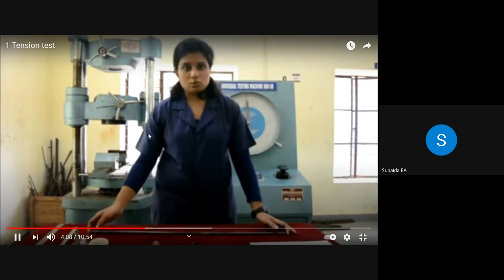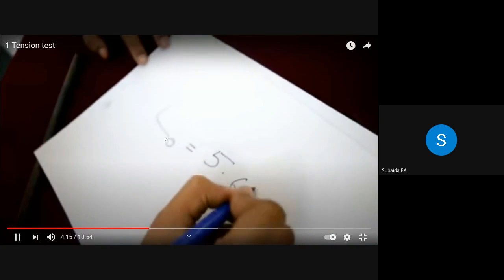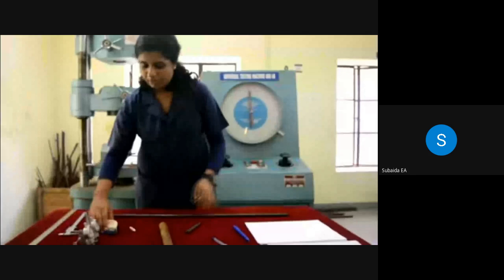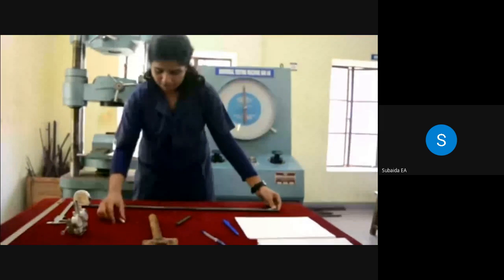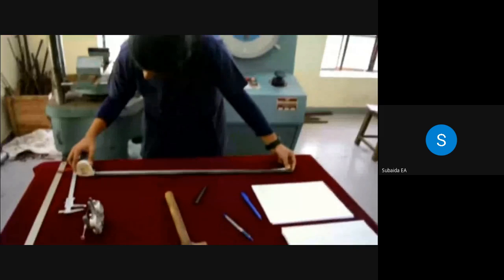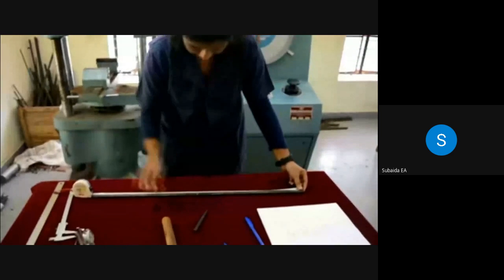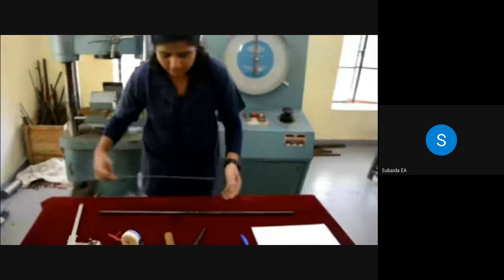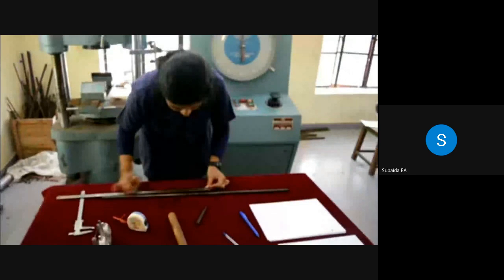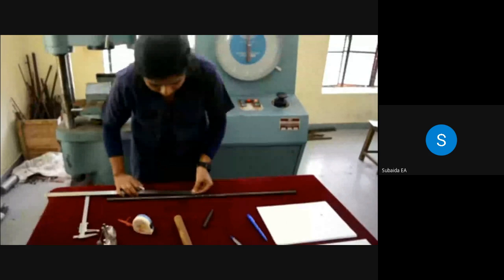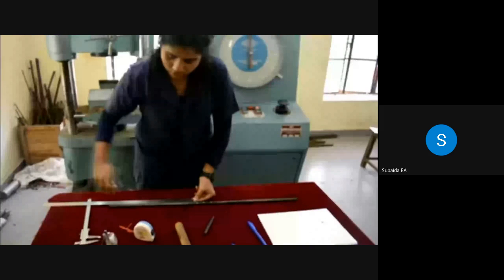We have to mark the gauge length in this rod. So gauge length is calculated using the formula L naught is equal to 5.65 root A naught. Suppose we are getting the gauge length, then first we have to measure the total span of the rod and mark its midpoint. Now from the midpoint, on either side, we have to take half the gauge length. Now from this point onwards, we have to take the whole gauge length and mark it across, completely across the rod.